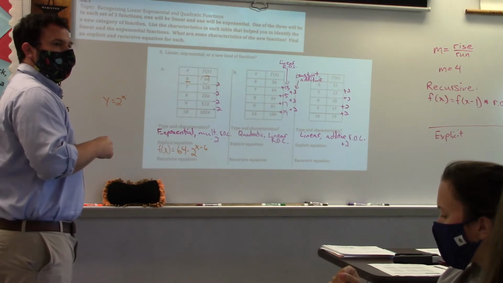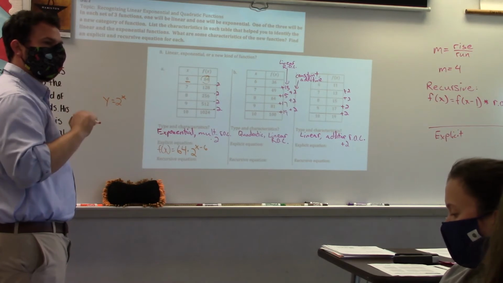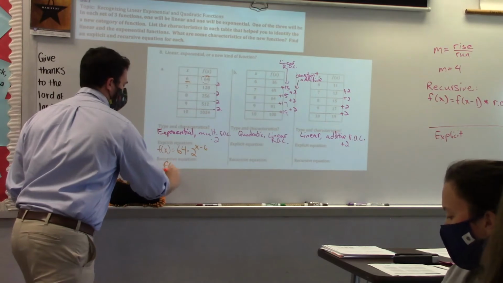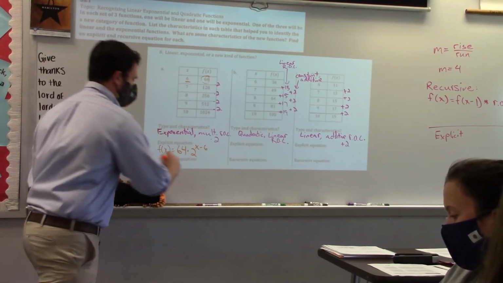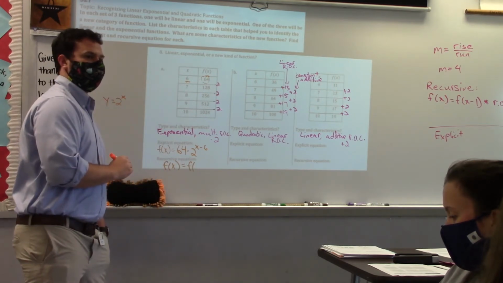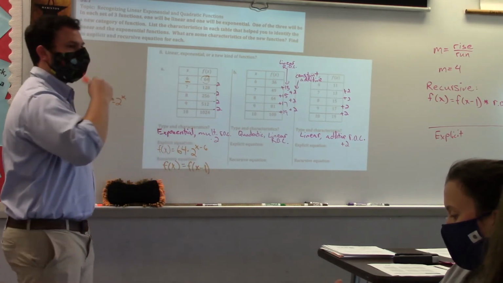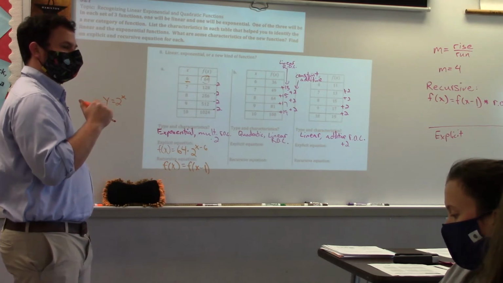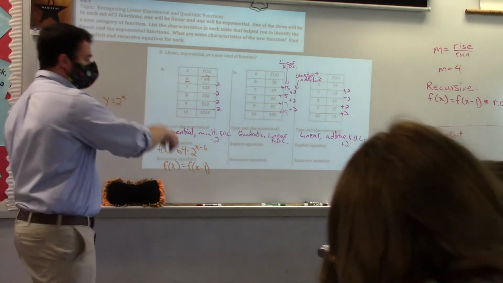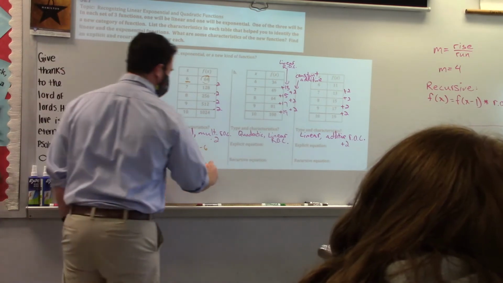And we cannot forget, how does every recursive equation start? F of x equals f of x minus 1, right? Not parentheses, right? Yeah, so f of x equals f of x minus 1. So, what am I doing to this previous term? Multiplying by 2.